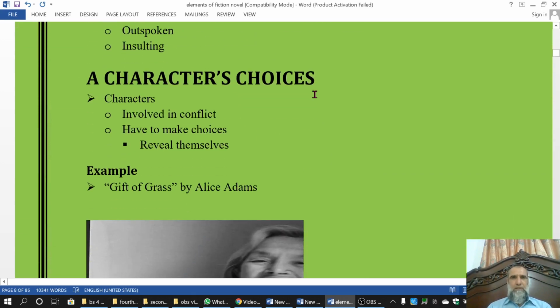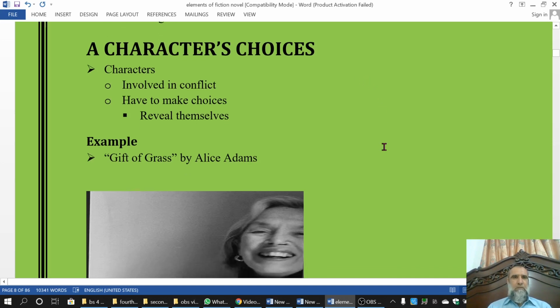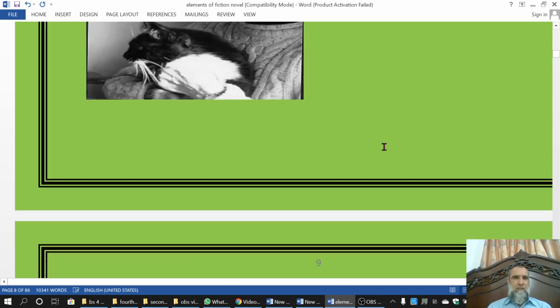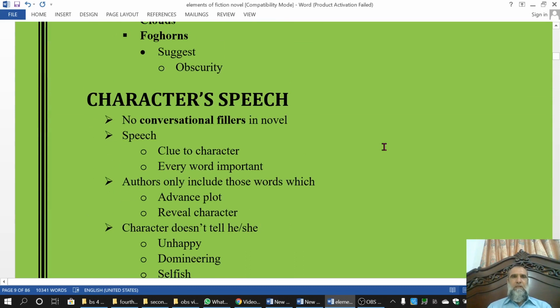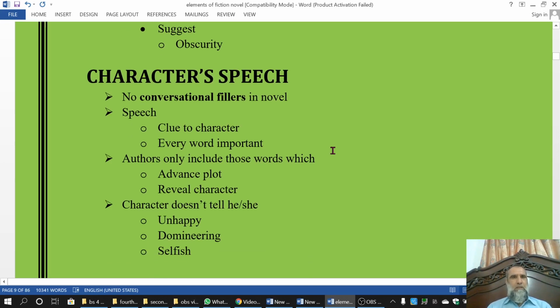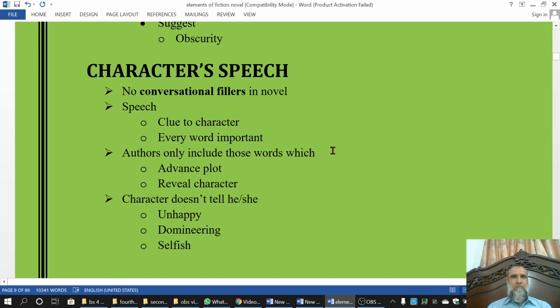The next topic was characters' choices. Why are they important? Why can and how can we understand a character with his or her choices? It was done with example, if you remember. If you don't remember, you can reread it from your notes. These are actually teacher's notes. I'll share these notes also with you, but there is no need for it because you have the detailed notes with you and you can study all these topics from there.